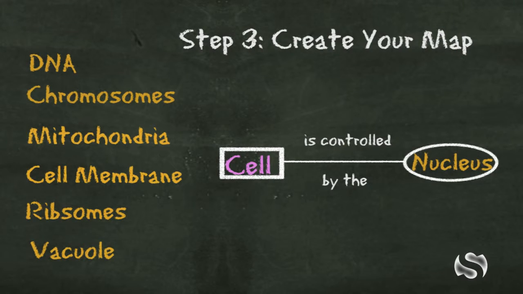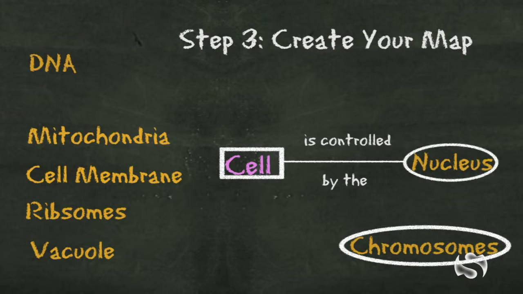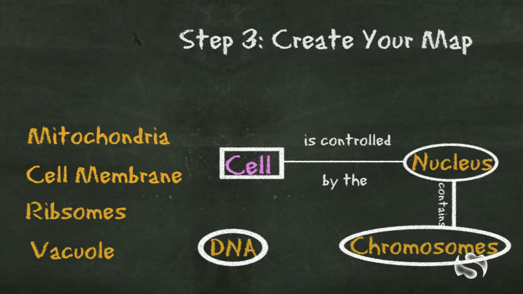Then going further from there, we know that chromosomes are inside of the nucleus. So we might extend a line from nucleus and say that the nucleus contains chromosomes. And even further from there, we know that DNA is what makes up chromosomes. So we might extend a line from chromosomes saying chromosomes are made up of DNA.